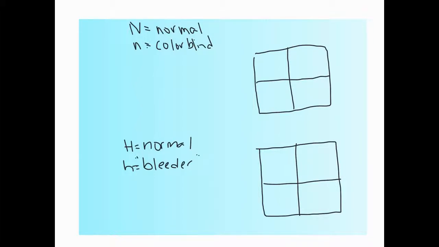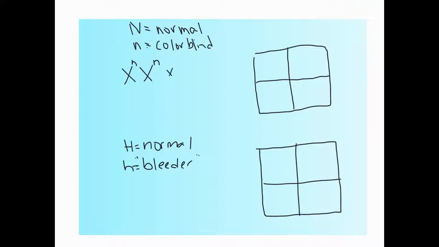The first one, we're going to do color blindness. We're going to cross a female who happens to be colorblind with a male who has normal vision. Let's start with a female. First, to show she's a female, we're going to start with XX. She's colorblind, so little n, little n. She's got to have 2 recessive alleles in order for her to be colorblind.